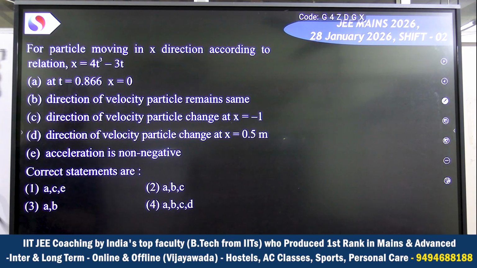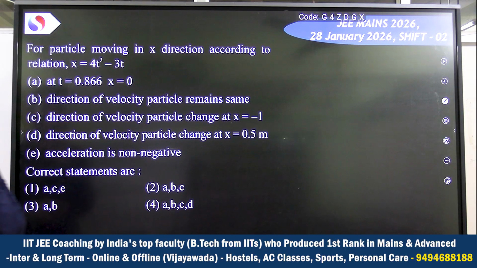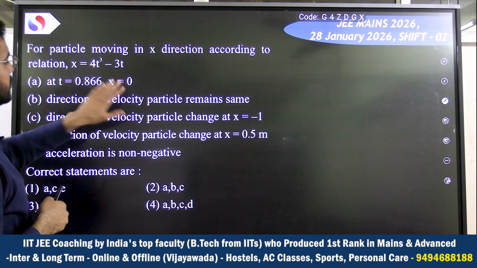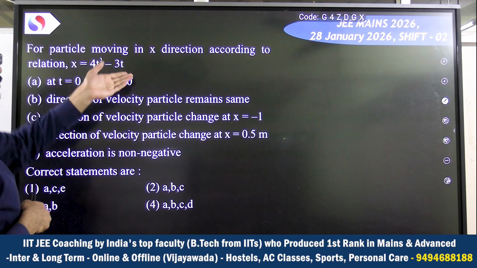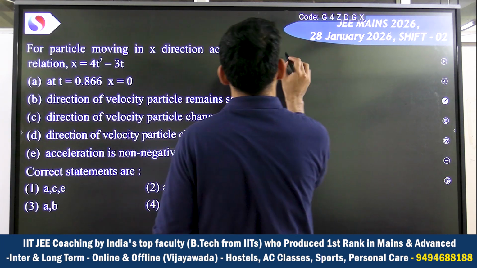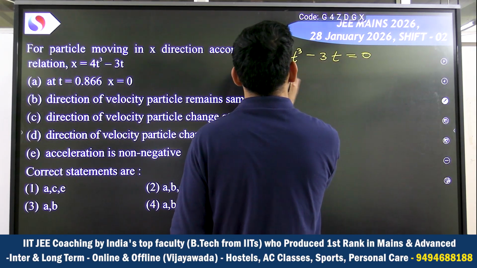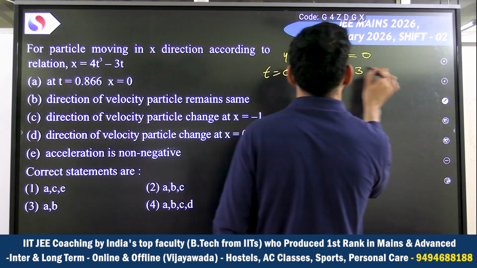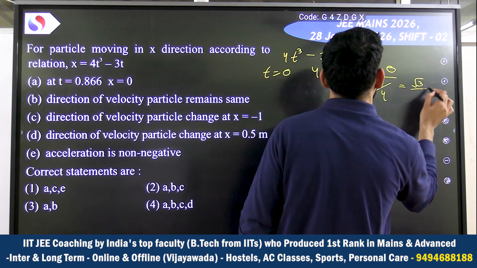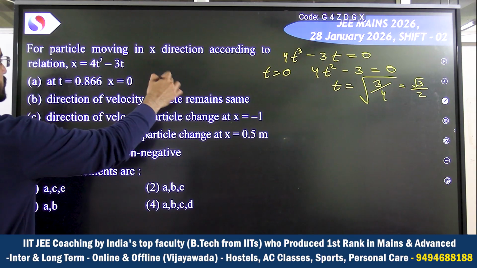For a particle moving in x direction according to the relation x equal to 4t cube minus 3t, at t equal to 0.866, x equal to 0. So if you put this time, x will come 0. So instead of putting this and doing a cube and then calculating, you go for x equal to 0. So if I put x equal to 0, what will come? 4t cube minus 3t equal to 0. So one is t equal to 0, the other is 4t square minus 3 equal to 0. That means t equal to under root of 3 by 4, that means root 3 by 2. So if you go for root 3 by 2, you will get this value, right? So A is correct.